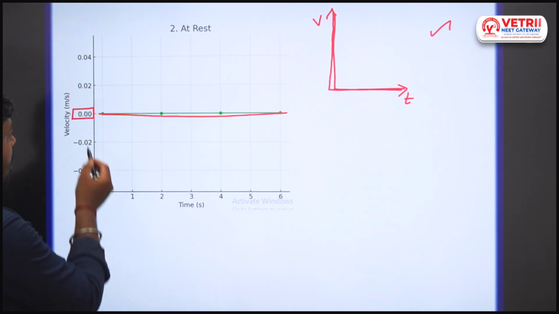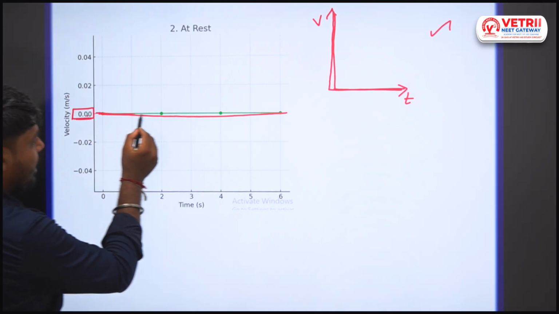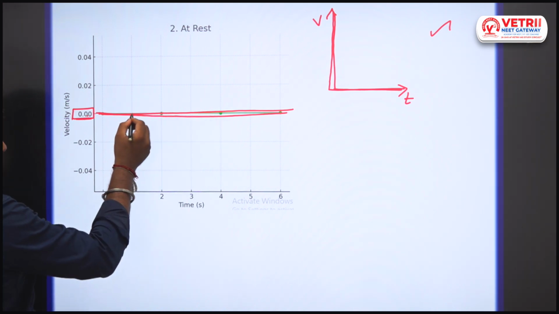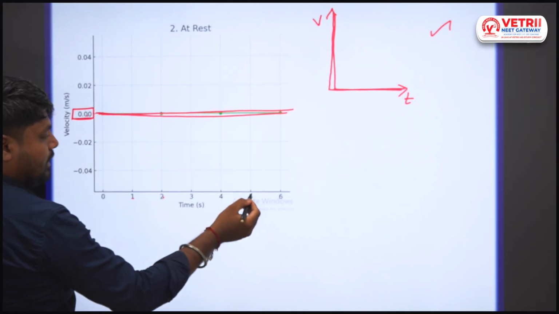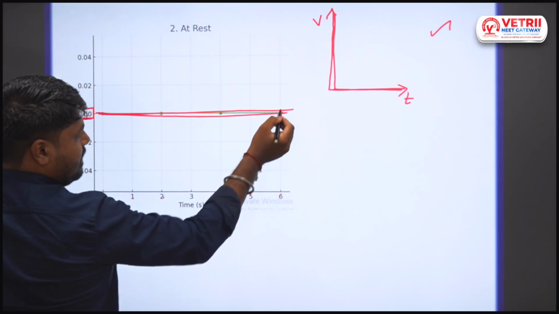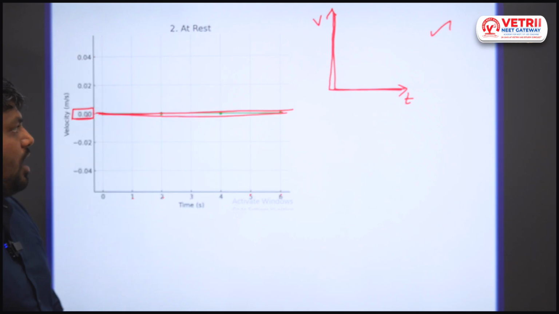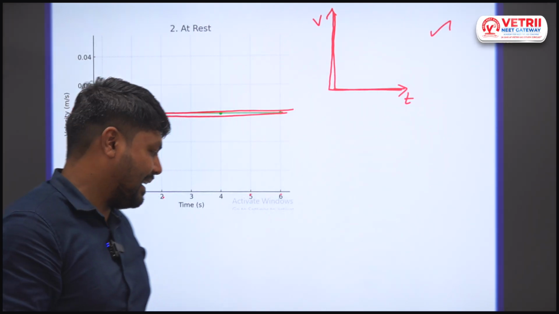Or you can draw on the 0, put 0 here and draw a straight line. Through all the time, the velocity at 1 second is 0, at 2 seconds also 0, at the 5th second also 0, at the 6th second 0. At every time, the velocity should be 0 only. Or else we can draw a blank graph.